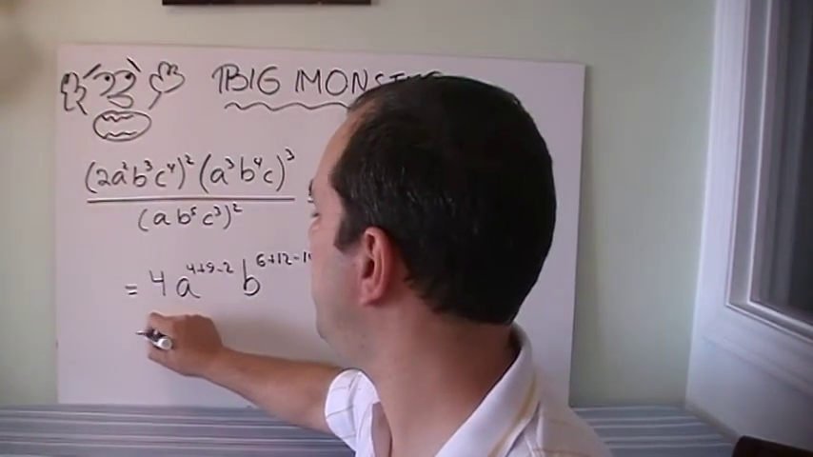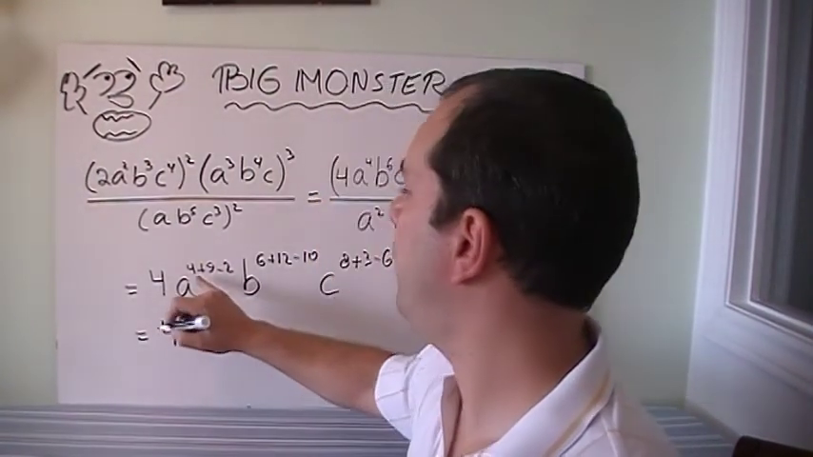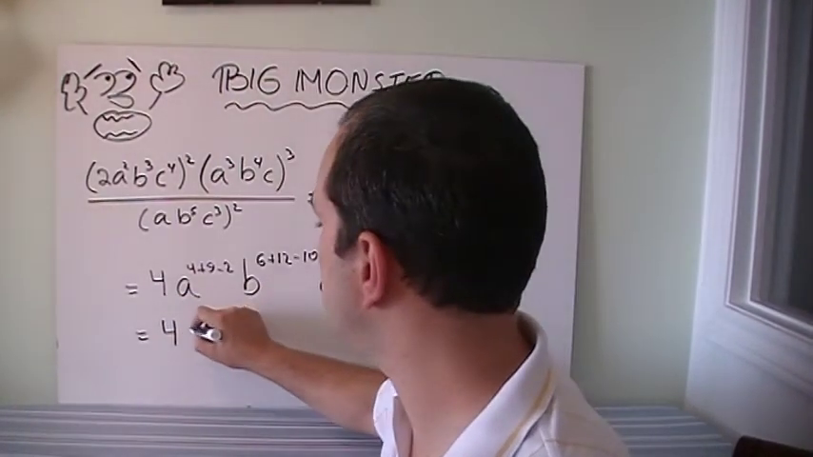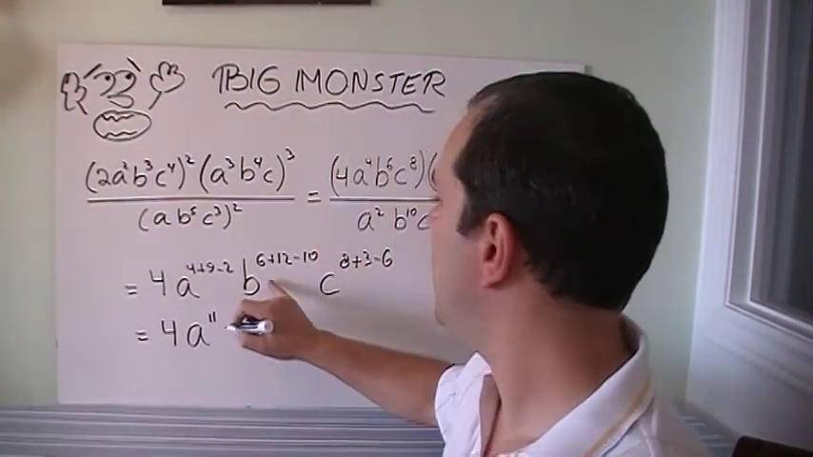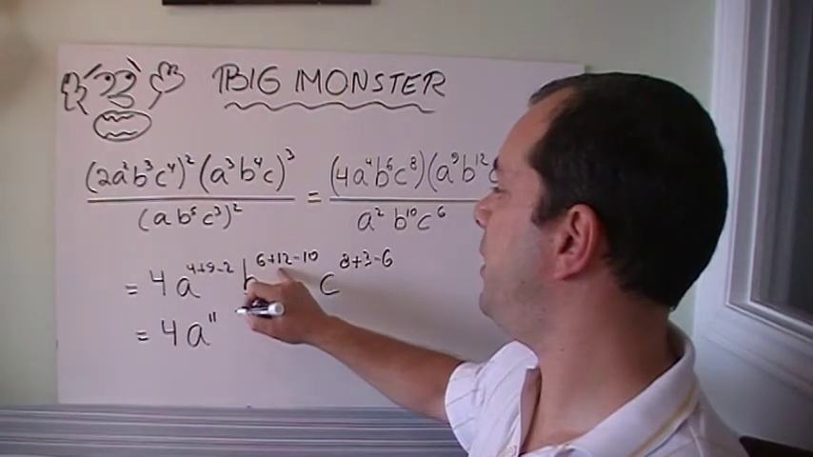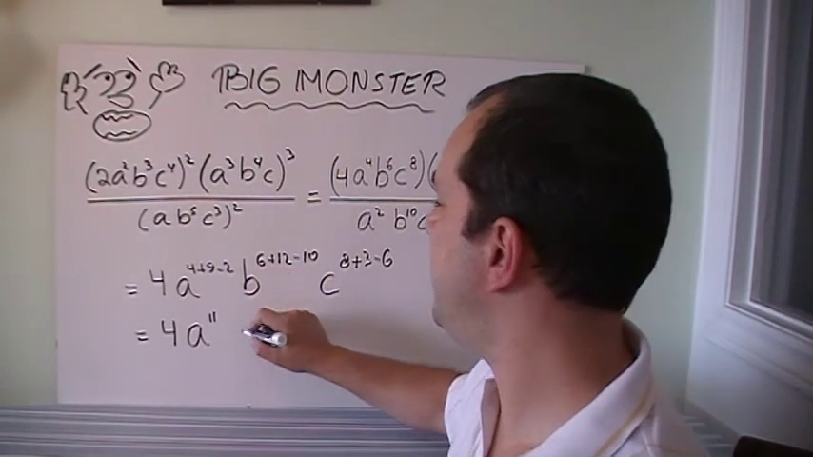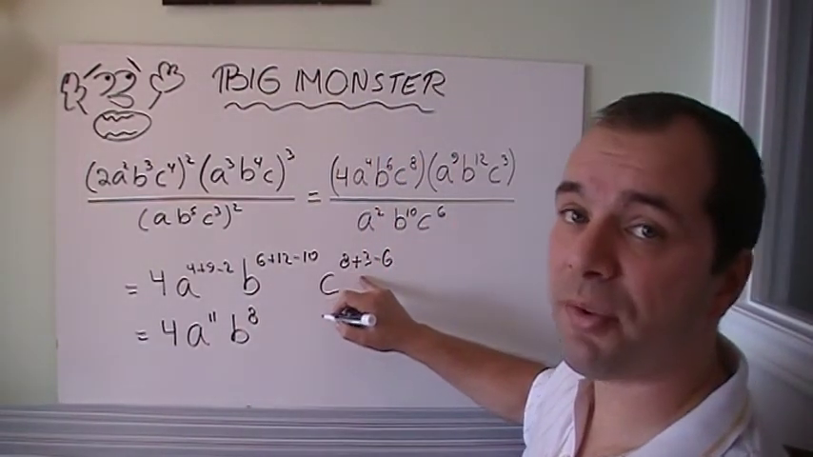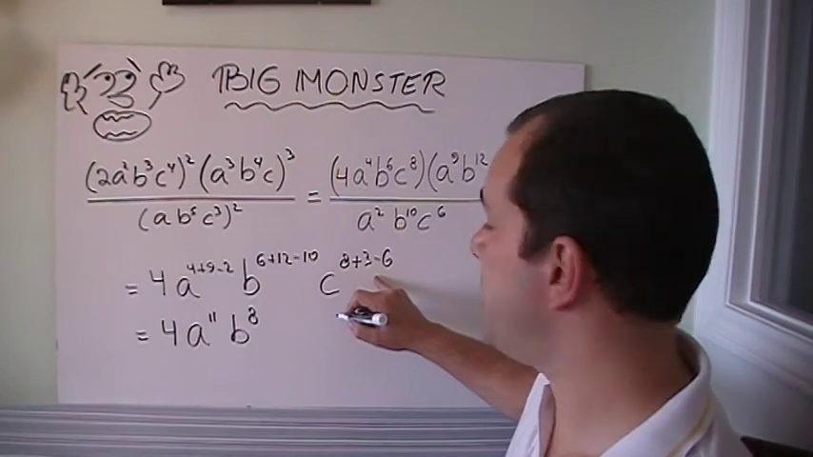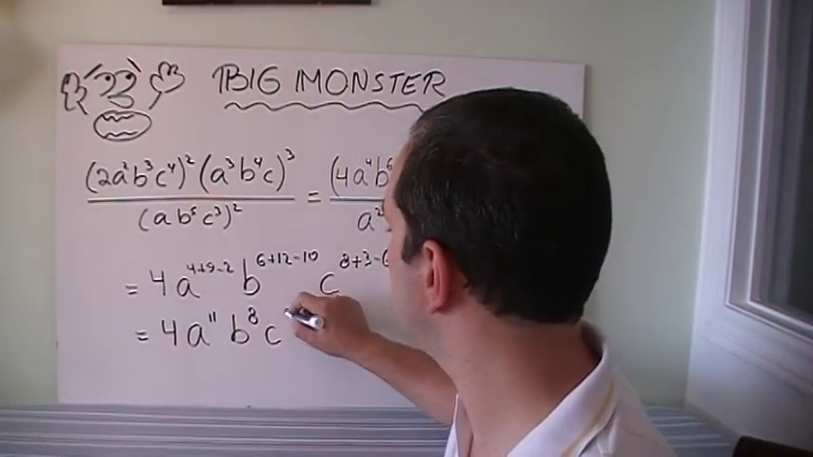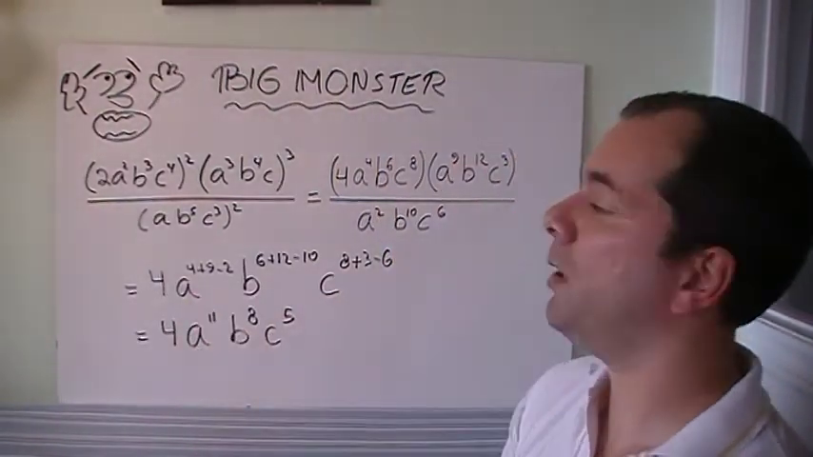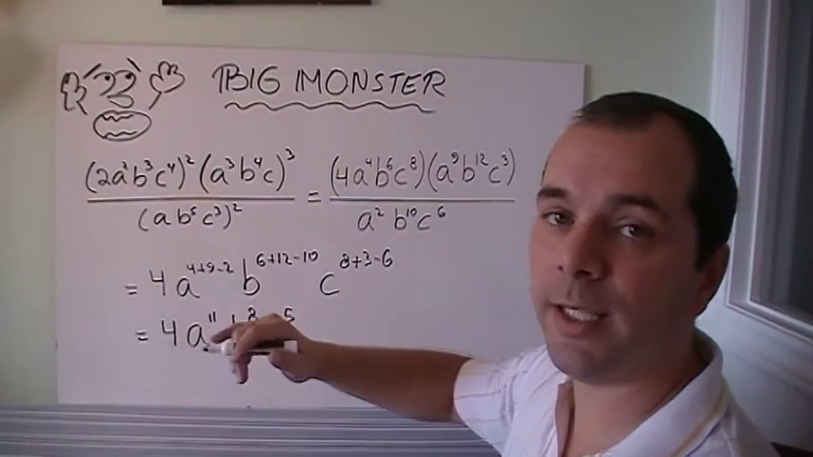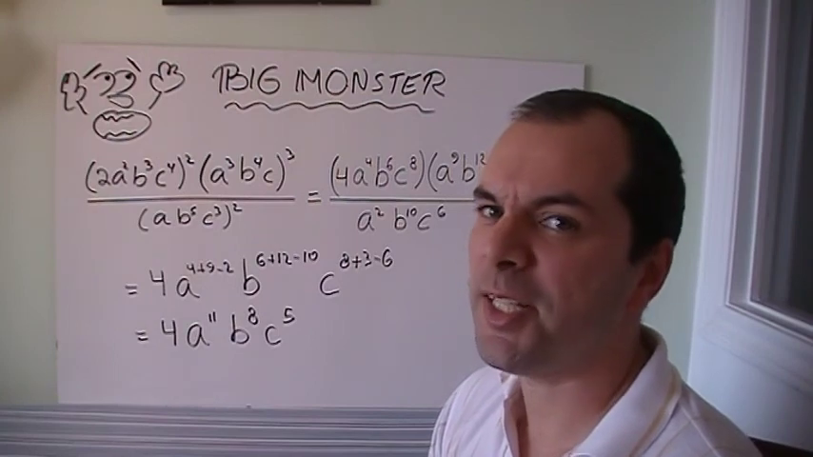Actually, you can do the whole thing, right? So it's 4. 4 plus 9 is 13. 13 minus 2 is 11. 6 plus 12 is 18, minus 10 is 8. 8 plus 3 is 11, 11 minus 6 is 5. And check it out, the big monster became 4, a to the power of 11, b to the power of 8, c to the power of 5. Not such a big monster anymore.